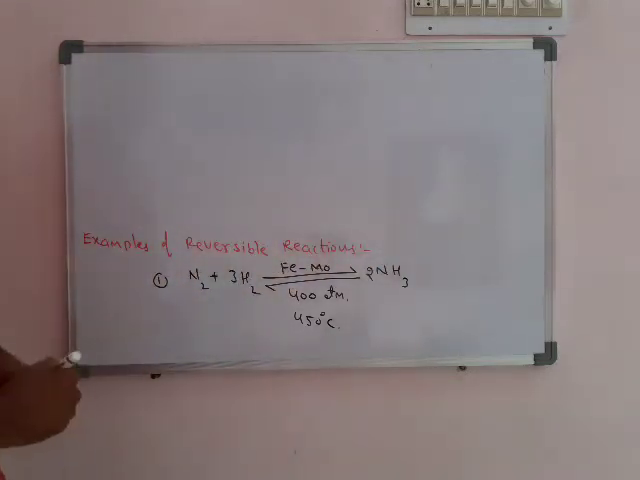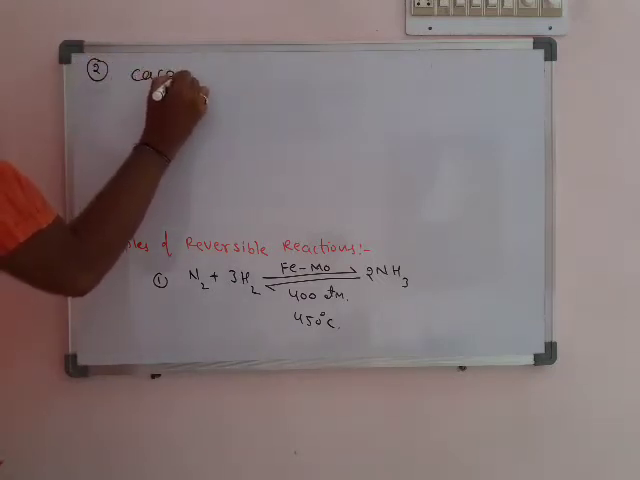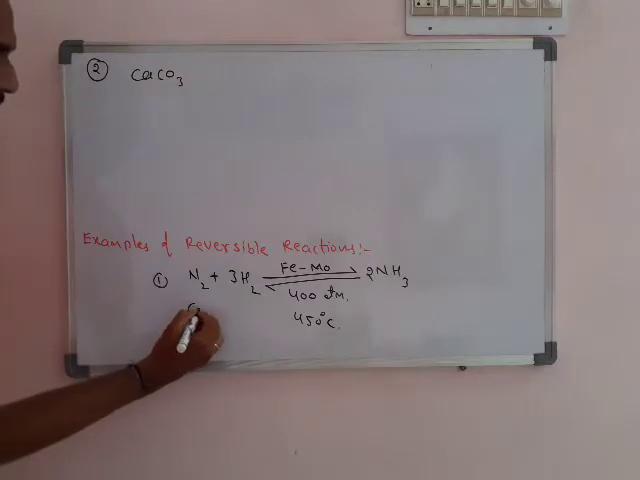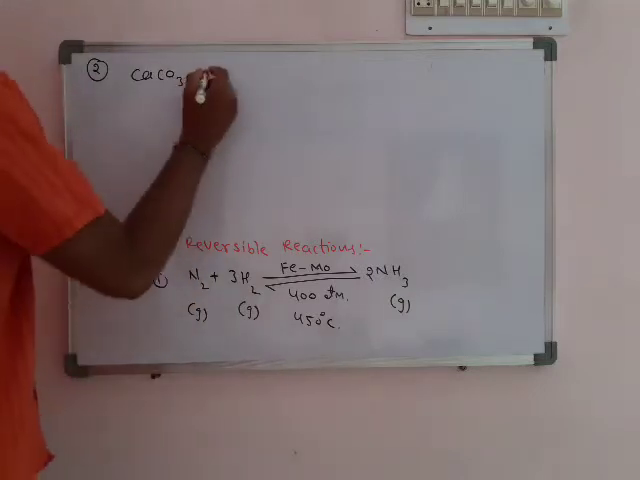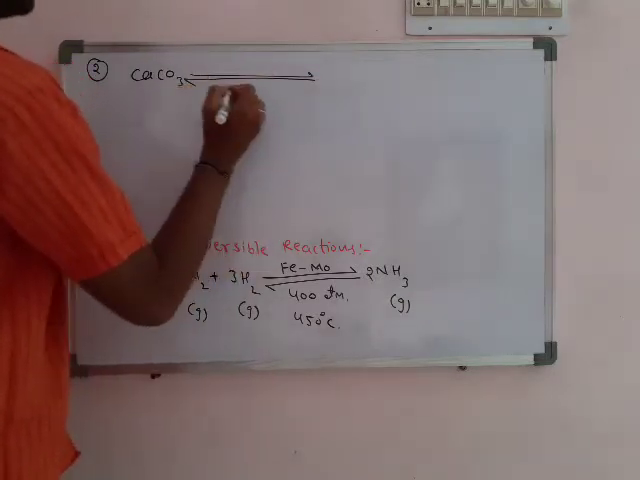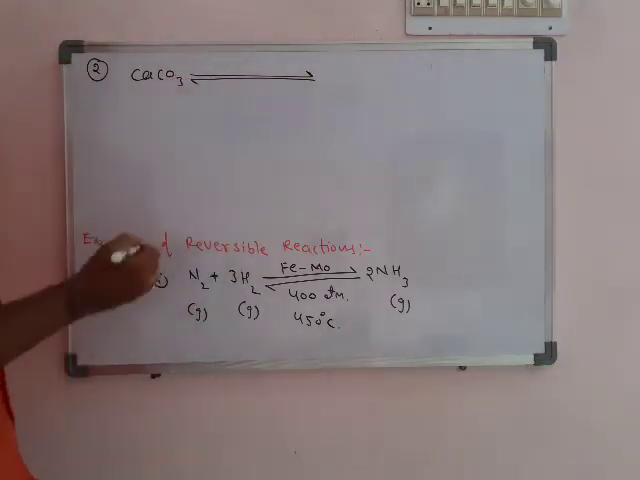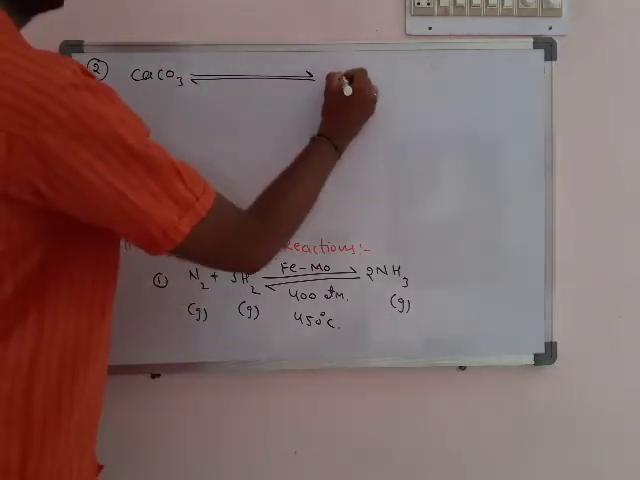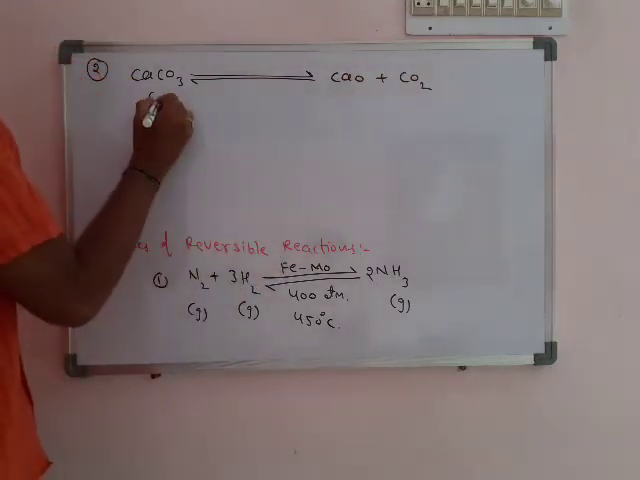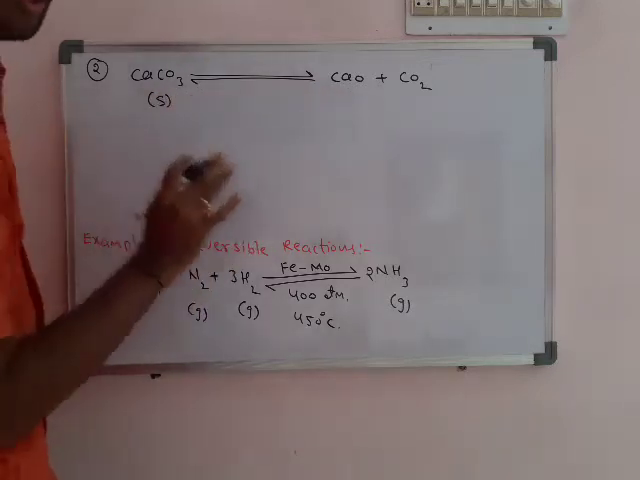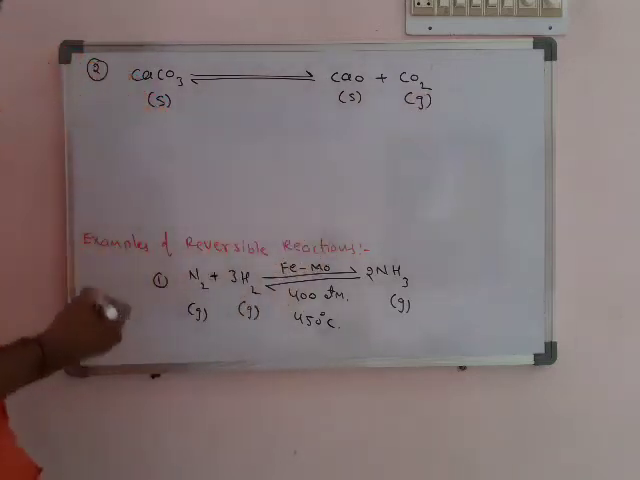And some more examples are there. Here all are present in gaseous state. CaCO3 decomposition is also a reversible reaction, giving CaO plus CO2. It is already balanced. What are the physical states? Calcium carbonate is solid, in powder form. CaO is solid and CO2 is in gaseous state.